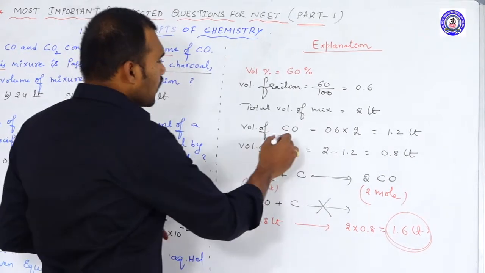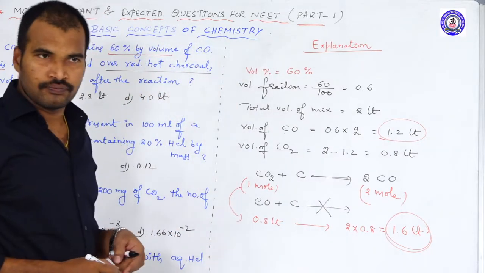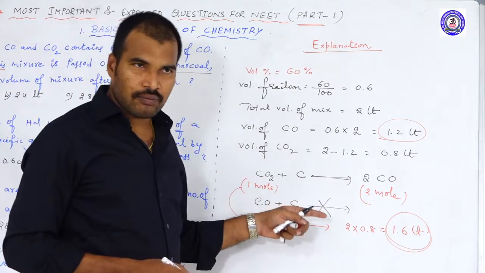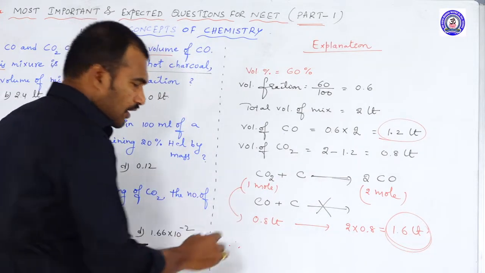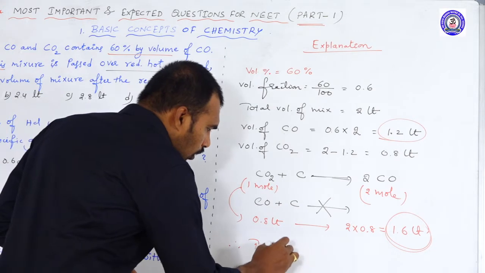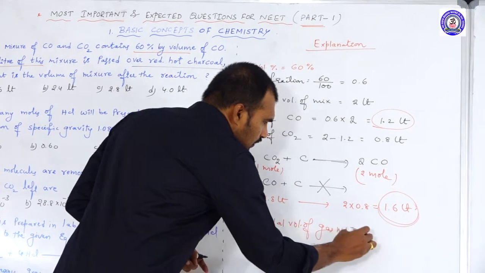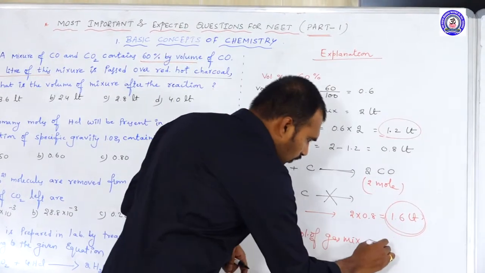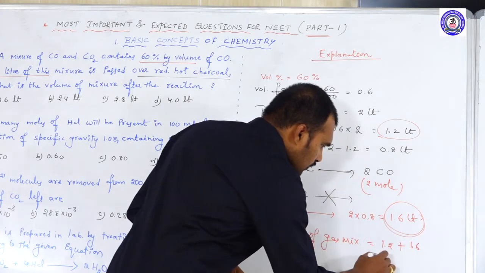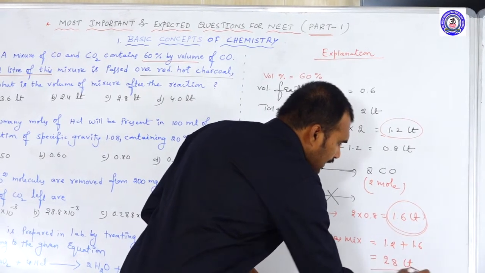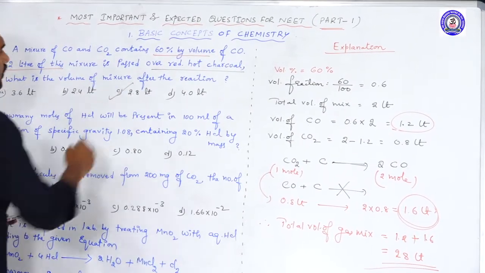So already some amount of CO gas is present. How much? 1.2. Why? Because CO is not reacting with the carbon, so that CO remains as it is. Therefore, after the reaction, the total volume of the gaseous mixture is equal to the already present 1.2 plus the newly produced 1.6, that is equal to 2.8 liters. So in the given options, 2.8 liters is the third option.